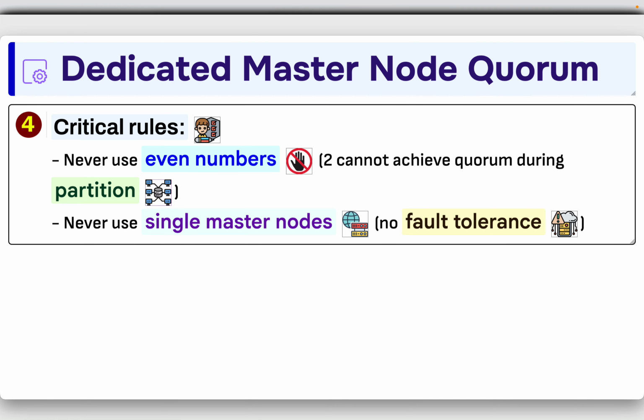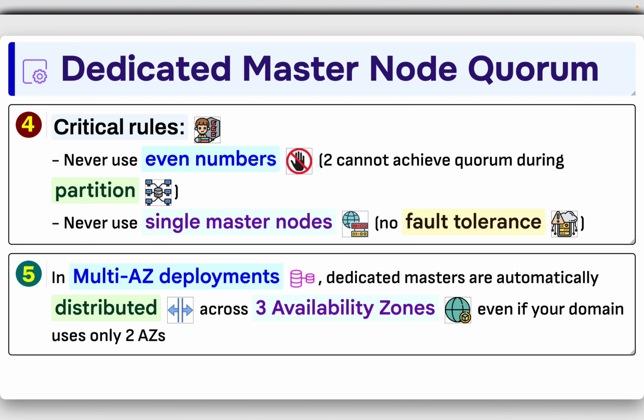So there are 2 critical rules to follow. Never use even numbers because 2 nodes cannot achieve quorum during partition. Never use a single master node because there is no fault tolerance. For multi-AZ deployment, dedicated masters are automatically distributed across 3 availability zones. This happens even if your domain uses only 2 AZs.